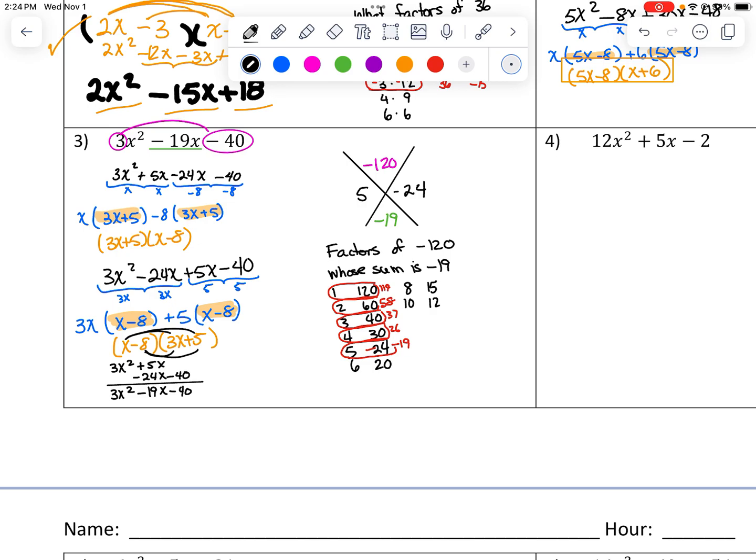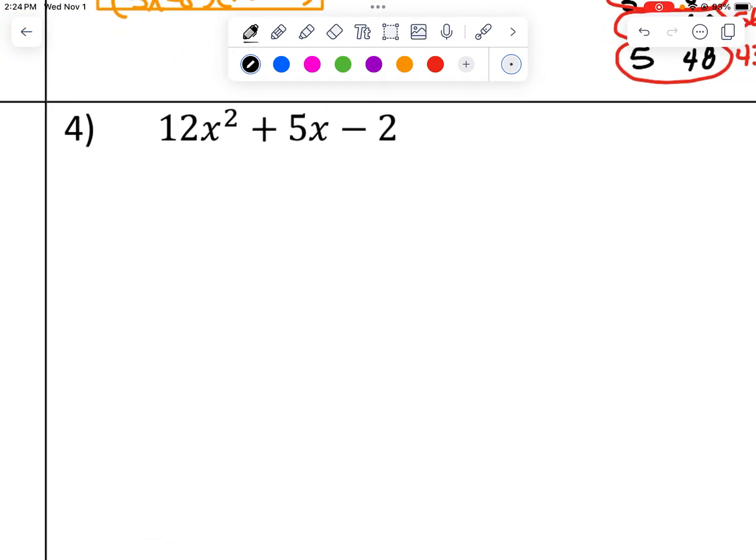Awesome. Okay, so over here, we have no greatest common factor. We have a leading coefficient that is not 1. So we're going to write 12x squared minus 2.